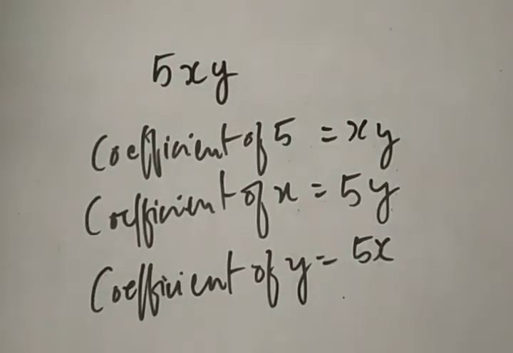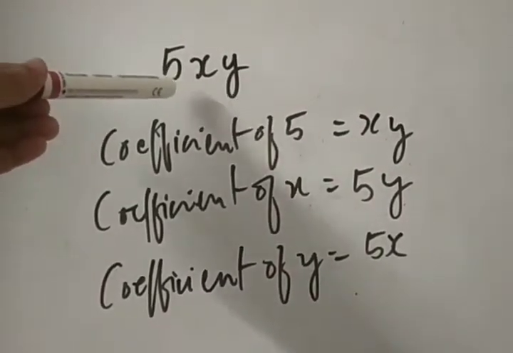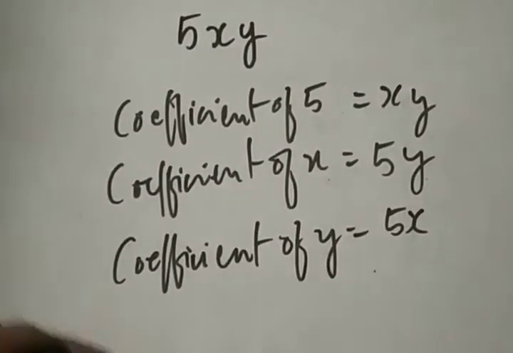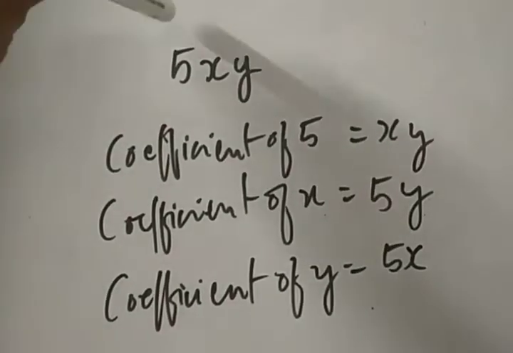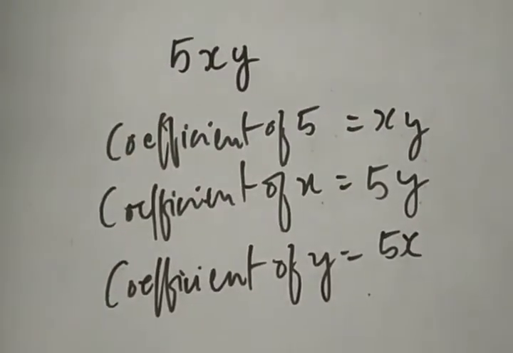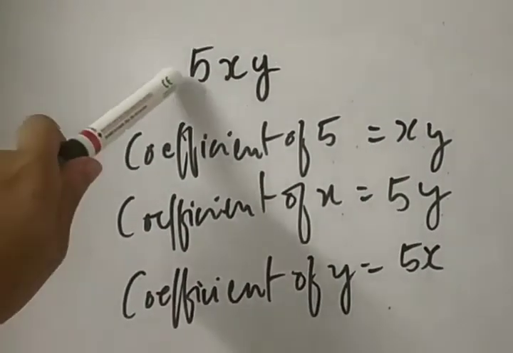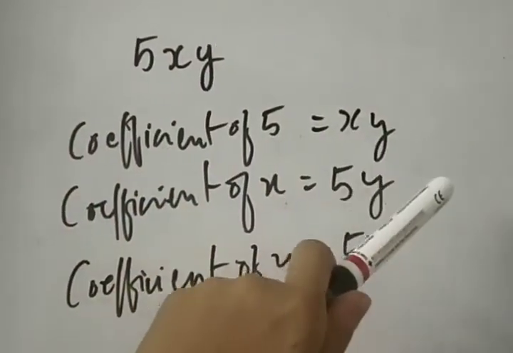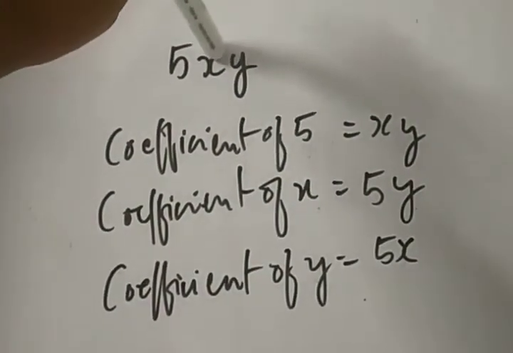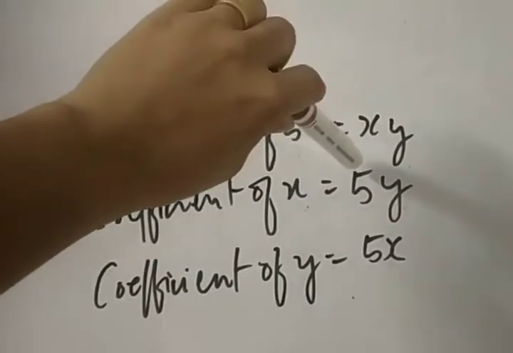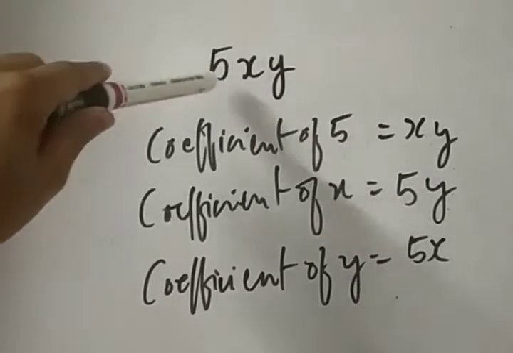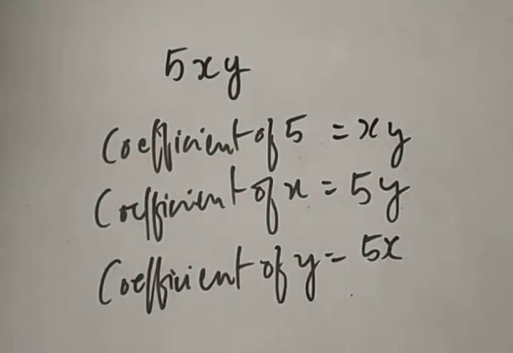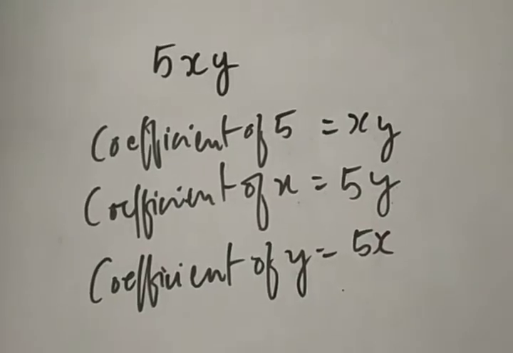And we also studied coefficients. Take the same term 5xy. The coefficient of a factor in a term is the product of the other factors. Here we have the term 5xy. The coefficient of 5 is the product of the other two factors. In this term we have three factors, and to find the coefficient of 5, we multiply the other two factors, that is x into y. X into y is xy. Then the coefficient of x is the product of the other two factors, that is 5 into y, which is 5y. And the coefficient of y is 5 into x, that is 5x. So this is how we find the coefficient of a factor in a term: we multiply the other factors in that term.